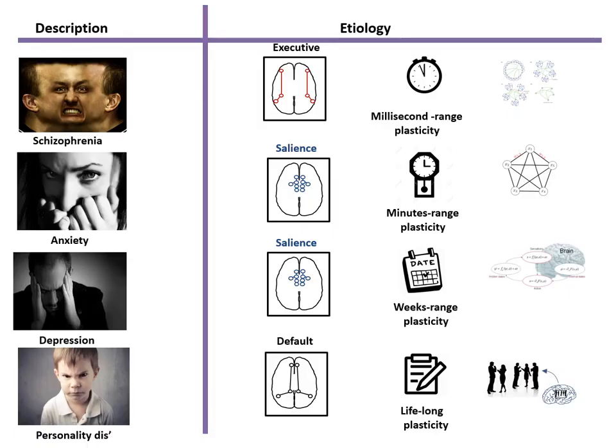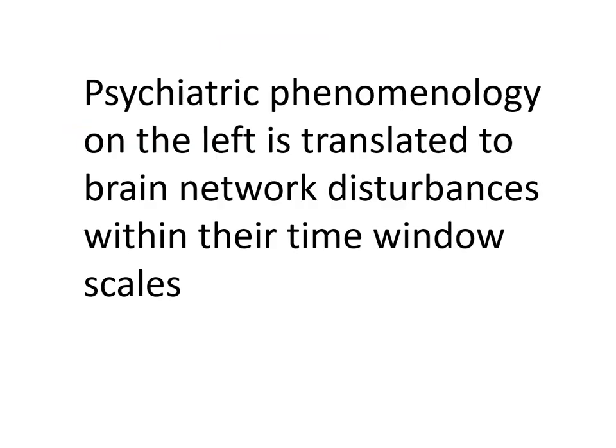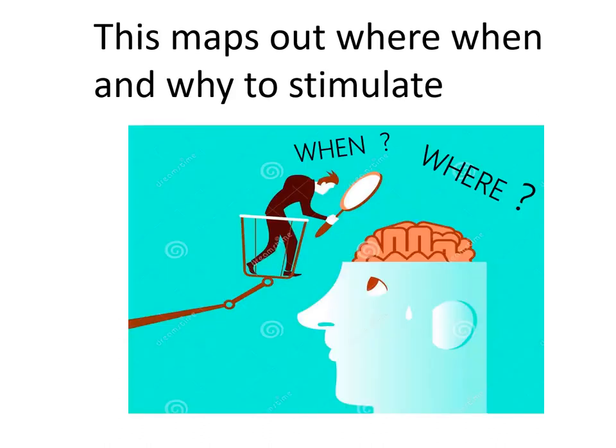The whole theory in one picture shows you. On the left, you have the phenomenology of the major psychiatric disorders, and then you have the networks involved, the time windows in which they are disturbed, and the detailed theory, testable hypothesis for each one of the phenomenological aspects of a descriptive psychiatric diagnosis translated into etiology, the causes, the networks, locations, time scales. Psychiatric phenomenology on the left is translated to brain network disturbances within their time window scales, as mentioned before. This maps out where, when, and why to stimulate.